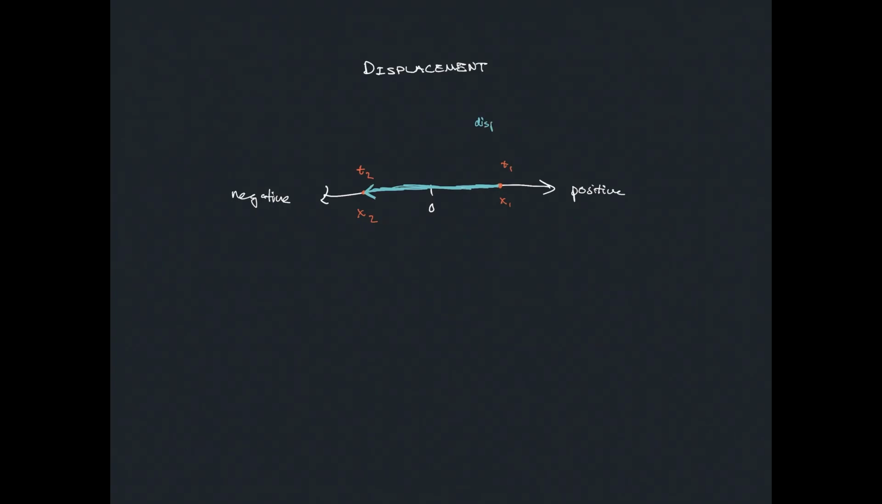We can write displacement as delta x, which is the change in x. That delta means the change in. And that would be the final position minus the initial position. So displacement, to summarize, is defined as the change in position of an object.